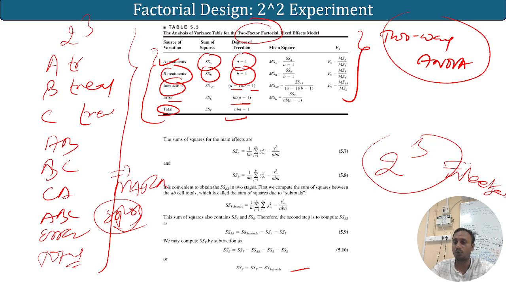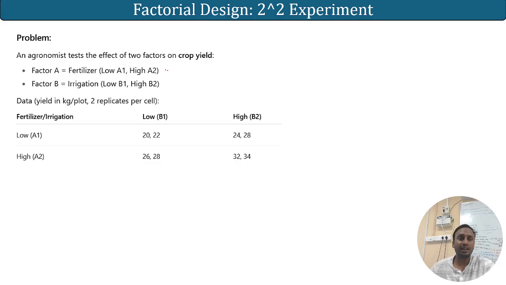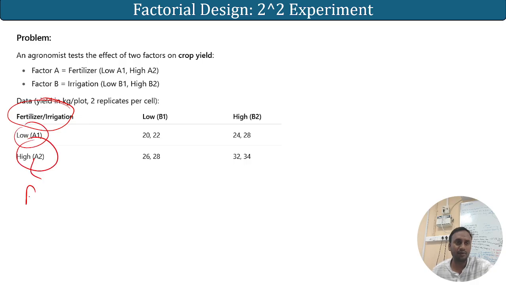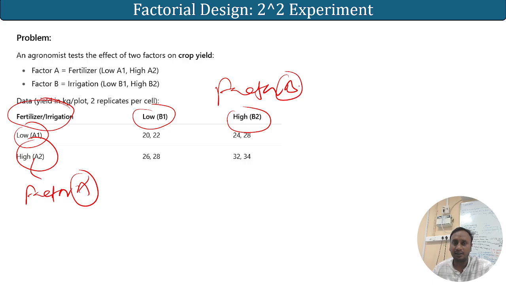Some 7 to 8 problems are there, whatever we have done. Can do personally now, sir. With the same we will do personally. So here I will just explain how it is done. It's a similar way. We have two fertilizers, A and B. With this, let's say factor A, and low and high is factor B.